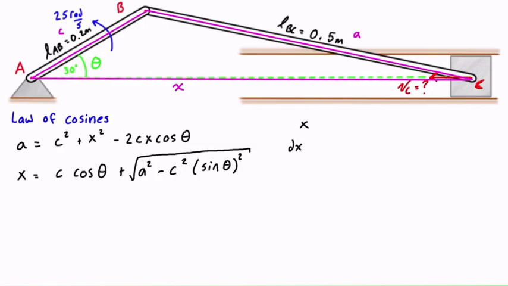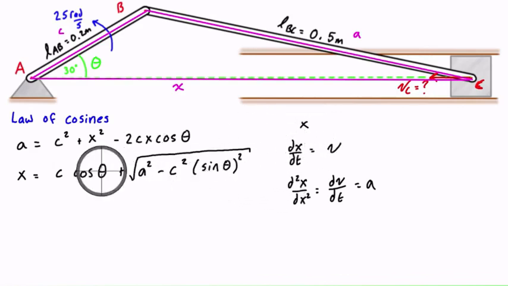When we have x, then dx/dt is the derivative with respect to time, which is equal to velocity. And then the second derivative, d squared x over dt squared, is equal to the derivative of the velocity with respect to time, which is just equal to acceleration. And when we're doing this, we are going to differentiate twice, and we're going to leave in theta as just a variable.